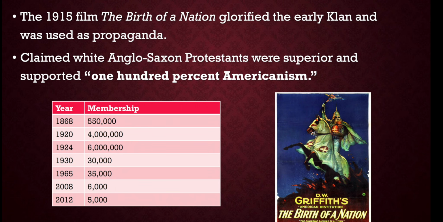And that has a lot to do with the Great Depression actually hitting. By 1965, with the civil rights movement going on, it jumps back up to 35,000. Then by 2008, it was 6,000. And in 2012, it was down to 5,000. I don't have recent numbers for you guys, but I'm sure you can do a little bit of research if you're interested to see where Ku Klux Klan membership numbers are currently at.